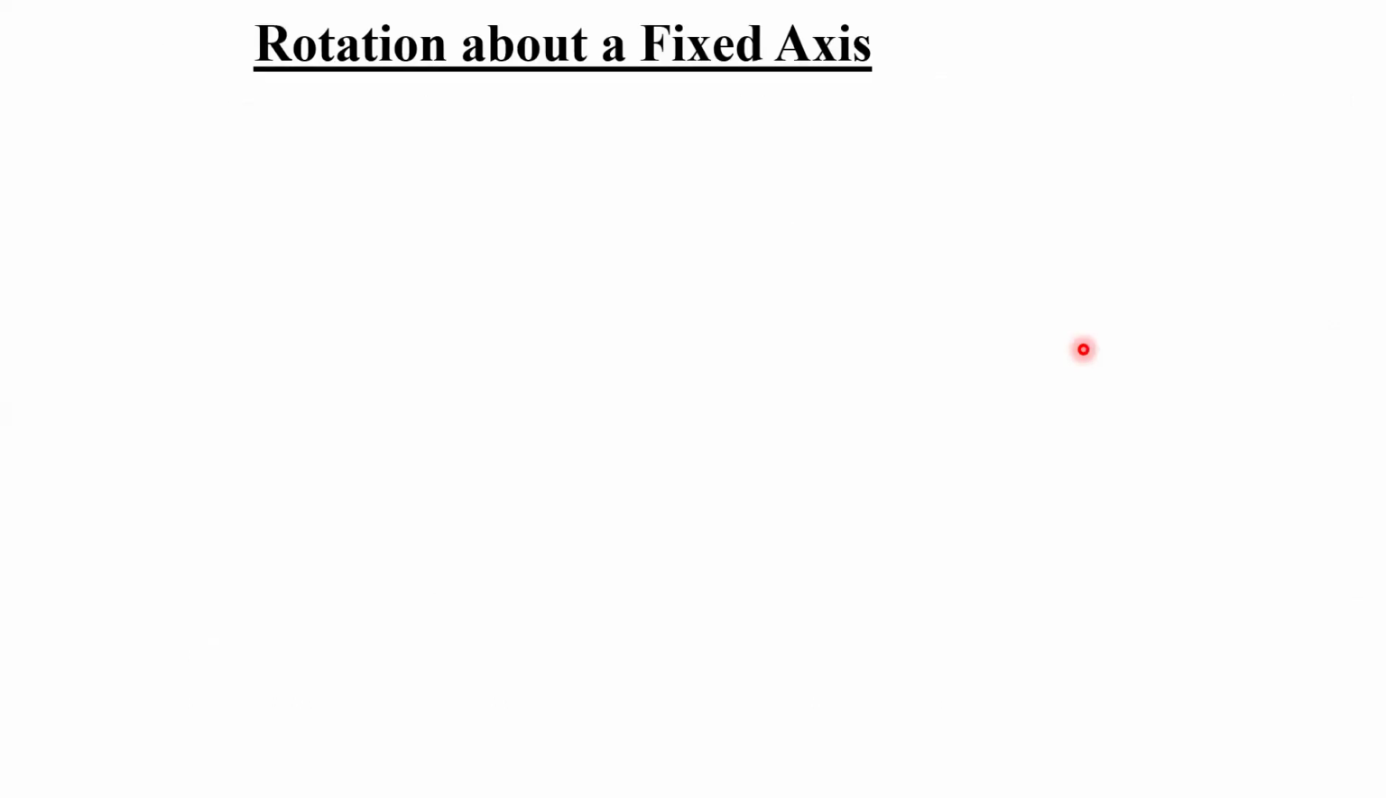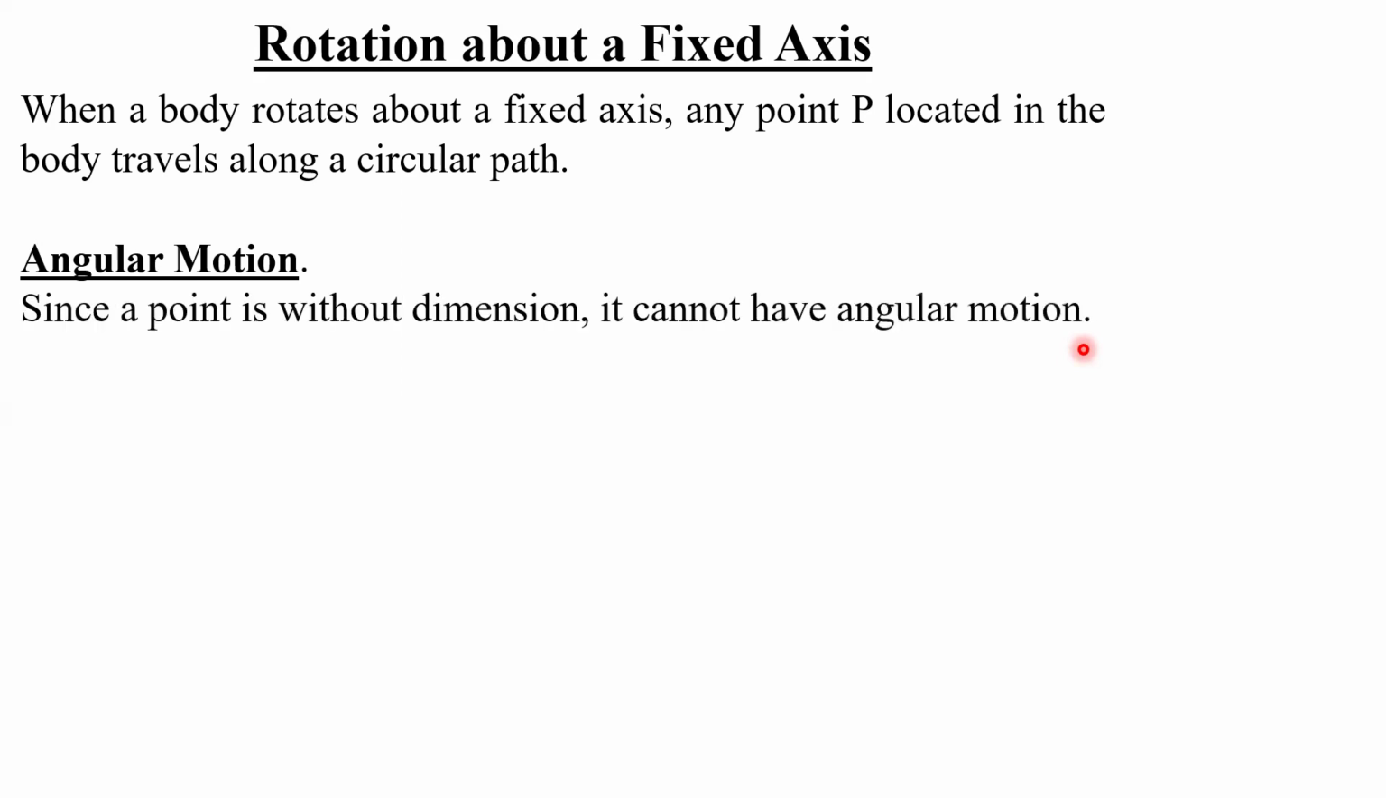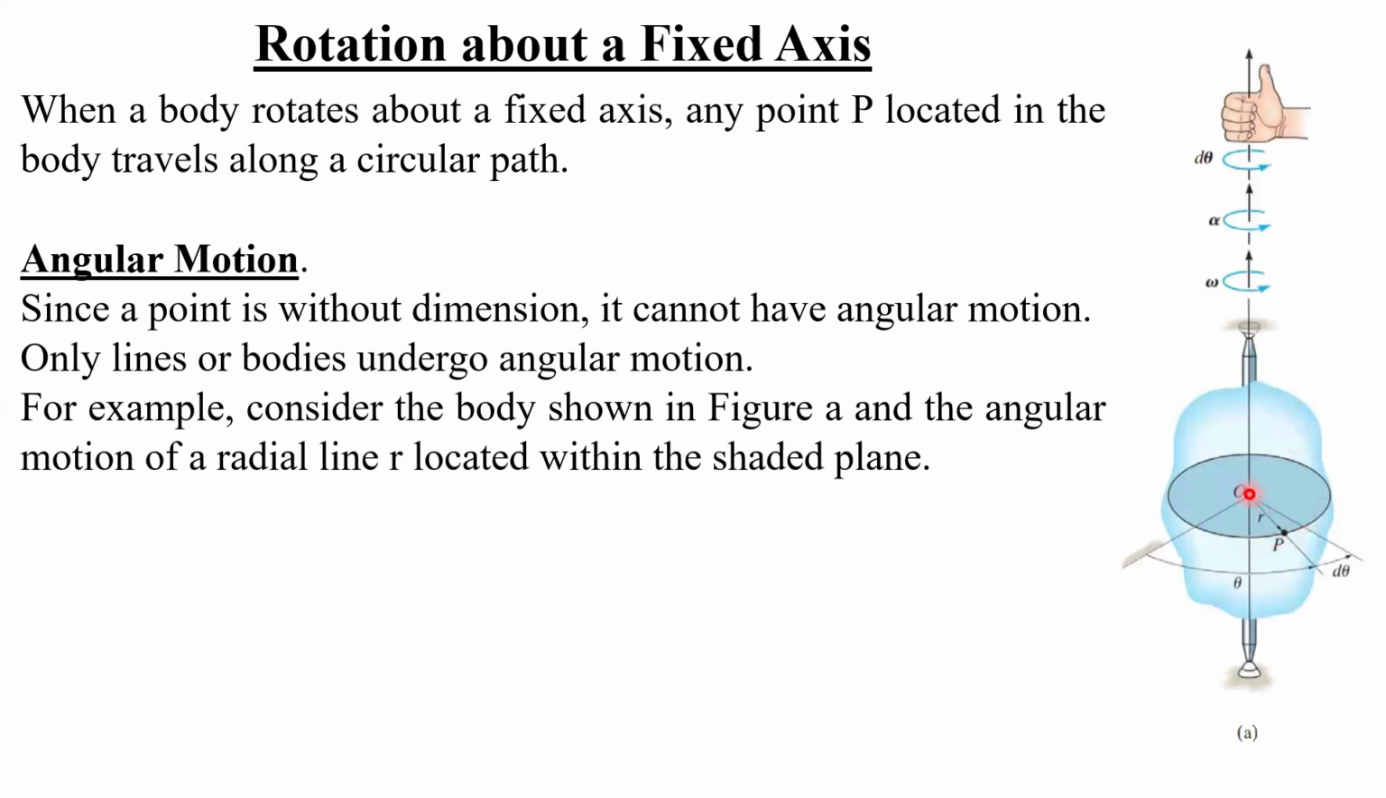Rotation about a fixed axis. When the body rotates about a fixed axis, any point P located in the body travels along a circular path. So let's now look at angular motion. Since a point is without dimension, it cannot have angular motion, but a line can. Only lines or bodies undergo angular motion. For example, consider the body shown in the figure and the angular motion of a radial line r located within the shaded plane. So this is r.